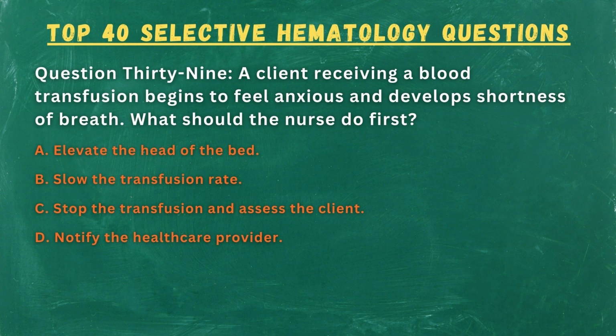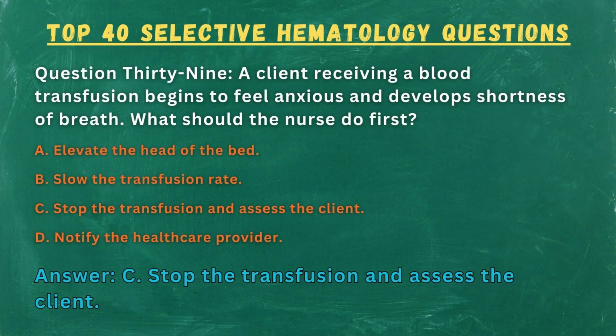Question 39. A client receiving a blood transfusion begins to feel anxious and develops shortness of breath. What should the nurse do first? A. Elevate the head of the bed. B. Slow the transfusion rate. C. Stop the transfusion and assess the client. D. Notify the healthcare provider. Answer: C. Stop the transfusion and assess the client.